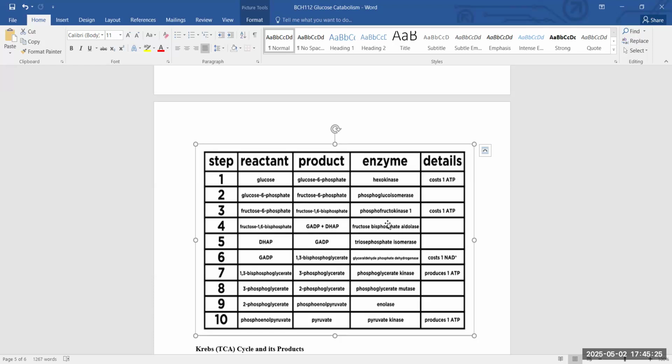For reaction number 1, the starting material is glucose. The end product is glucose 6-phosphate, and the enzyme that catalyzes the reaction is hexokinase. But I told you, you can also use glucokinase if glucose is the starting material. Then further details are here. There's use of ATP, so energy is used up in this reaction, and this shows that 1 ATP is used up.